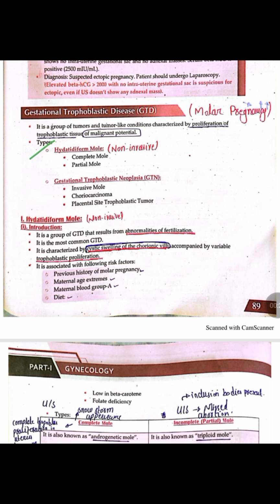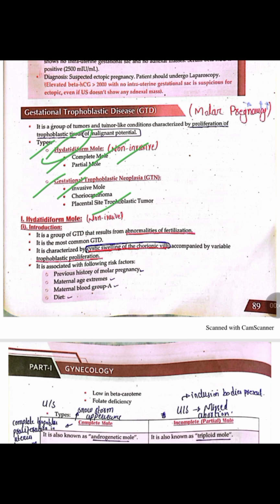The first one is hydatidiform mole. The second one is gestational trophoblastic neoplasia. Hydatidiform mole is also known as molar pregnancy, and it is a non-invasive type, and it includes the complete mole and the partial mole. Whereas gestational trophoblastic neoplasia includes invasive mole, choriocarcinoma, and placental site trophoblastic tumor.